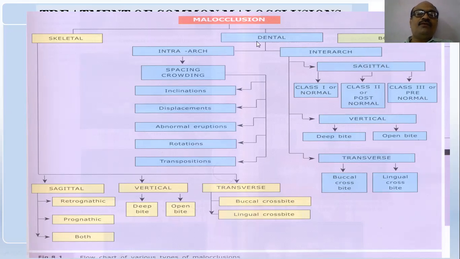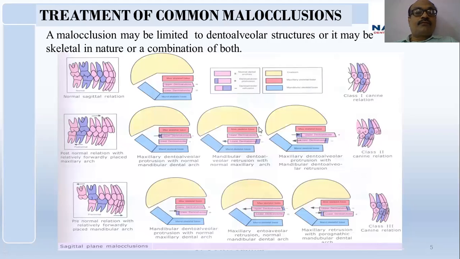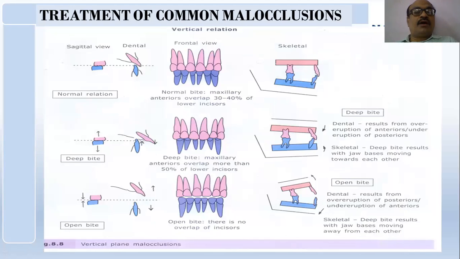Likewise, we have intra-arch malocclusions within the same arch: the spacings, crowdings, the inclination of the teeth, the displacement, abnormal appearance, rotations, and transpositions. This may be either skeletal or dental or both. So it is a combination of the skeletal component, or it may be due to dental problems. We have all discussed this in our earlier chapters, the etiology of malocclusion and the classification of malocclusion.